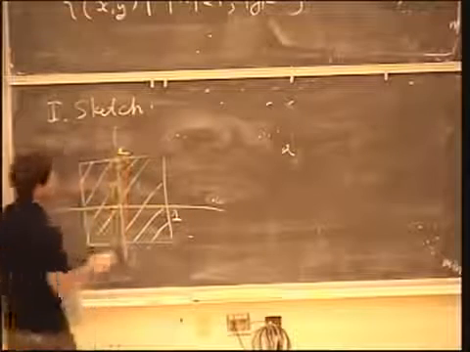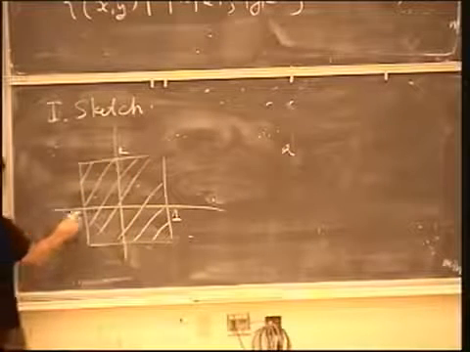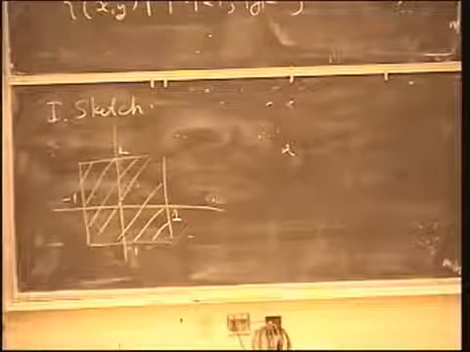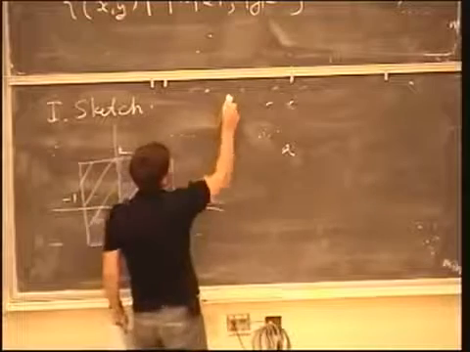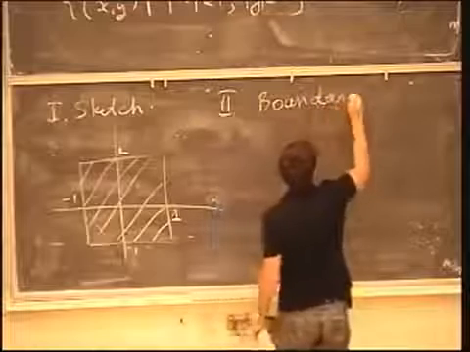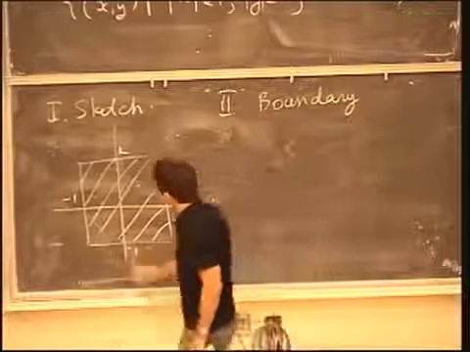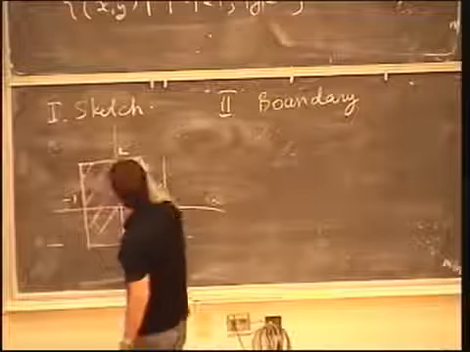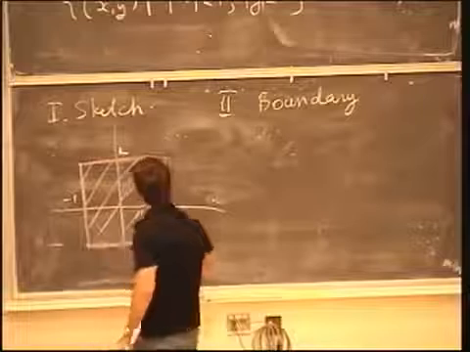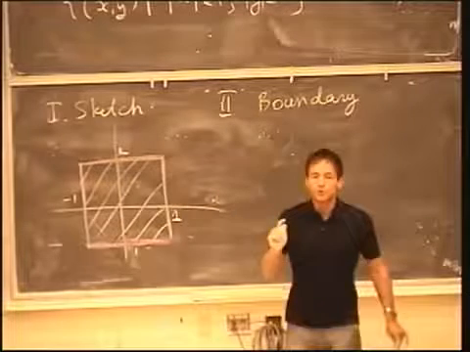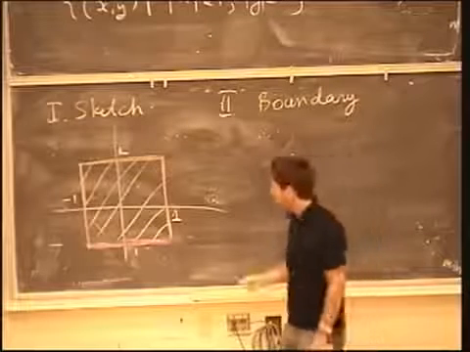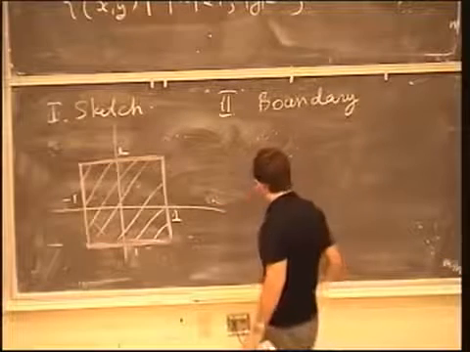where the sides are lines parallel to the x and y axes at 1 and negative 1. So step 2 is to identify the boundary. This is the boundary. And now we are going to make a list of suspicious points, or points which are candidates for being maxima or minima. Okay? And this list will include 3 kinds of points.